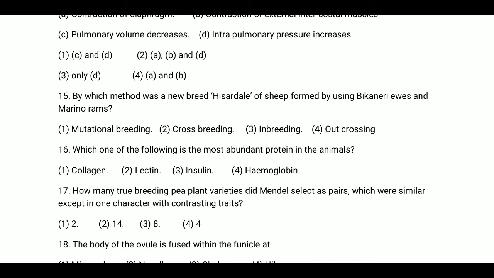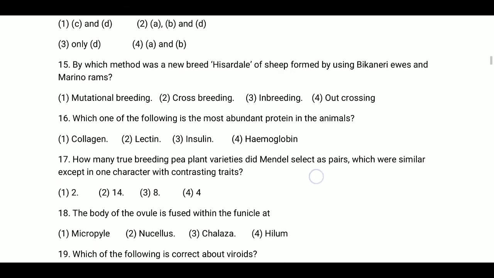Which one of the following is the most abundant protein in animals? Collagen, lectin, insulin, or hemoglobin? Which protein is highest in concentration? Collagen fibers are highest in number, and it's the most abundant form of protein in animals.